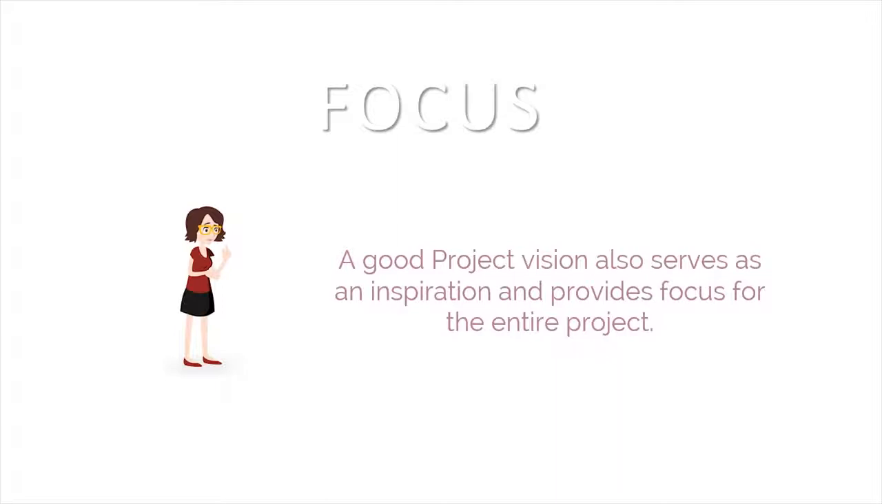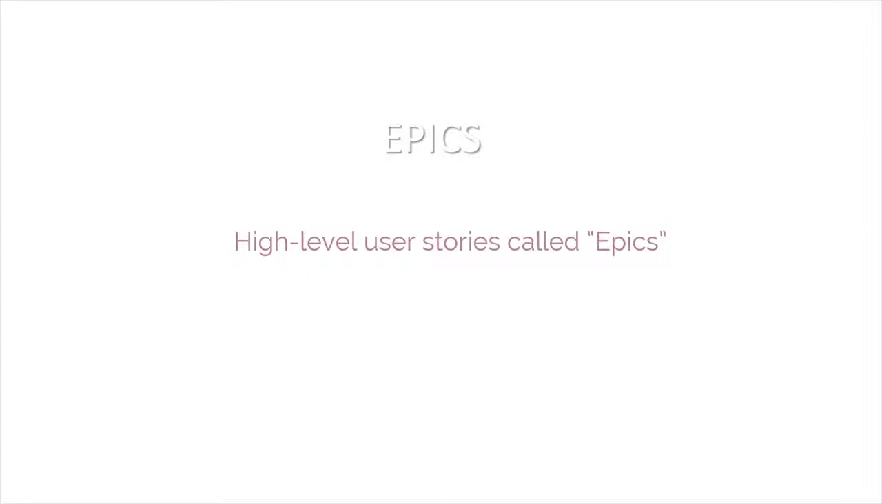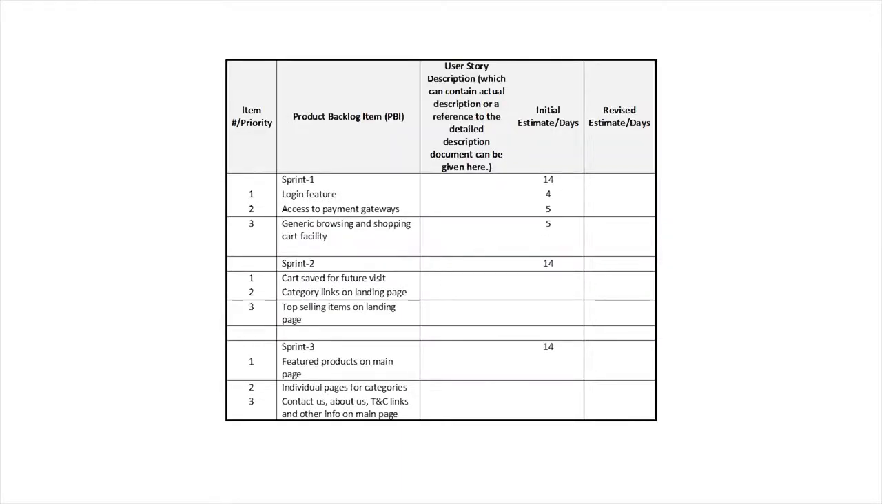After developing the project vision, the next step is to create a prioritized product backlog. This should contain high-level user stories, which are also called epics. A typical prioritized product backlog for the online sales channel project with 3 sprints can be seen below.